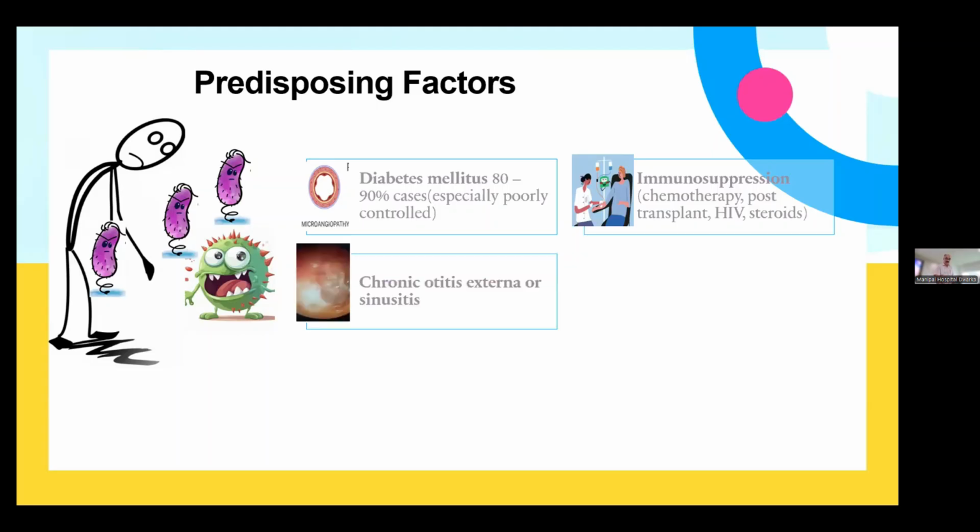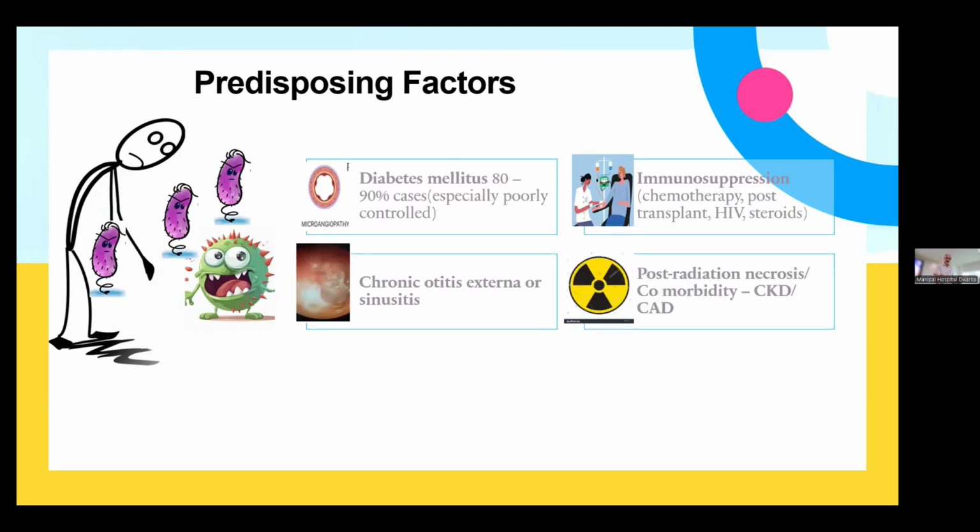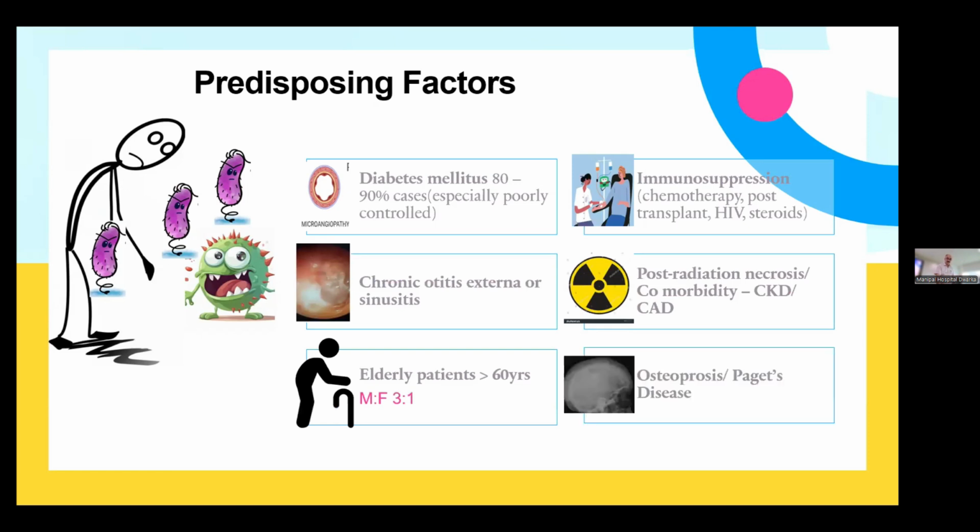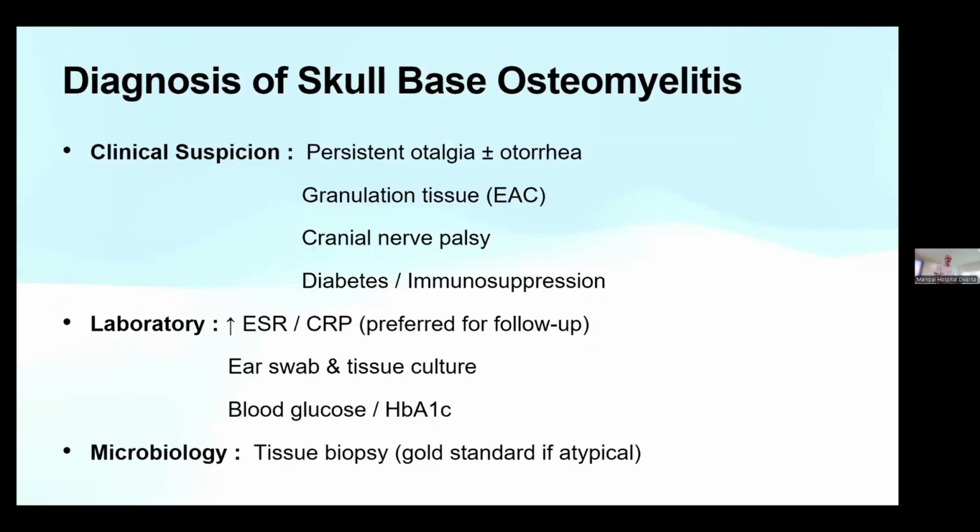And then chronic otitis externa: diabetic patients who start scratching their ear, it starts as otitis externa, and before you know, it has become skull base osteomyelitis. Even this happens with sinusitis also. Then post-radiation, chronic renal failure, elderly patients more than 60. Then this disease also, osteopetrosis, Paget's disease. Here also it can happen.